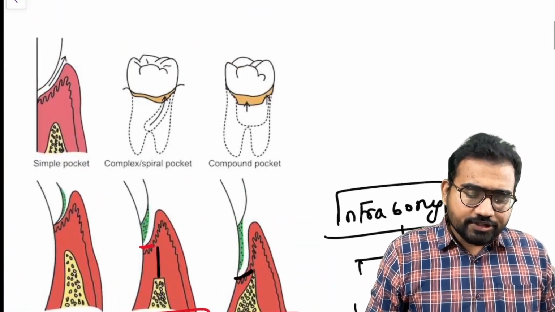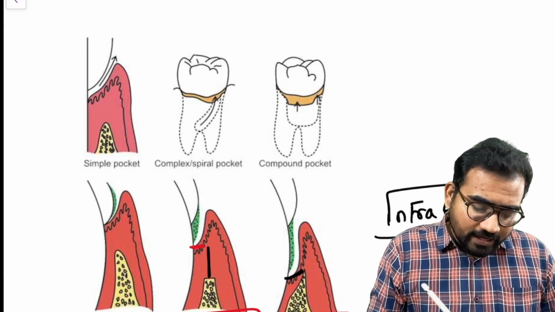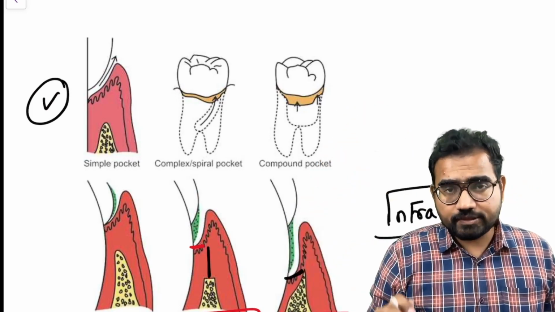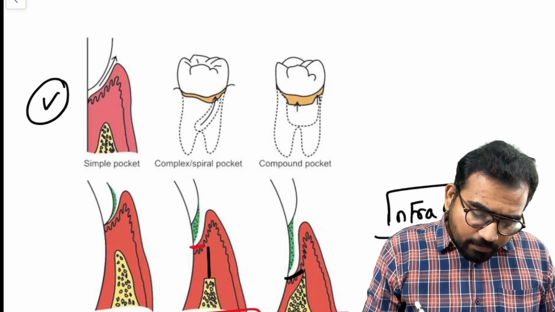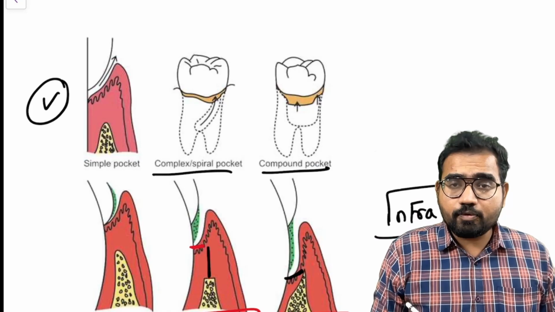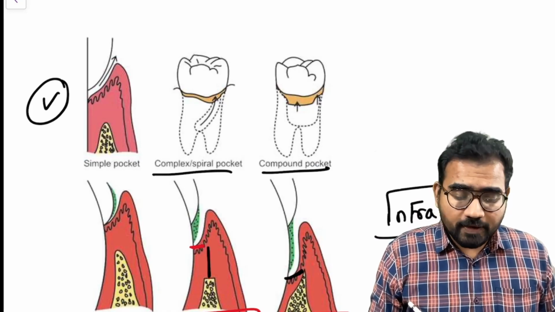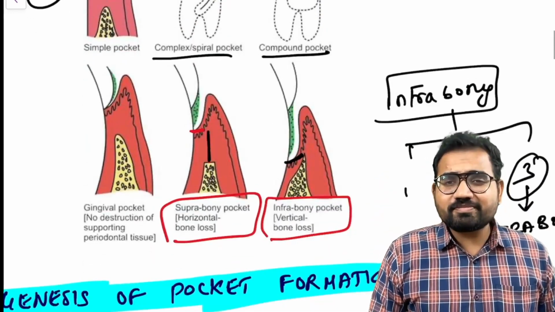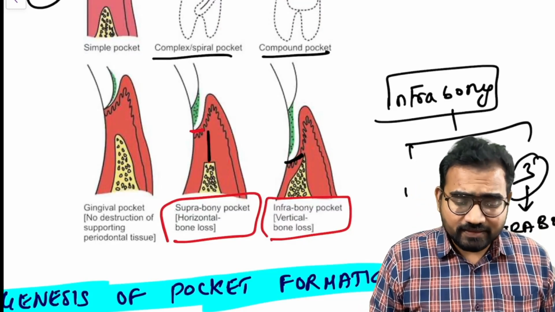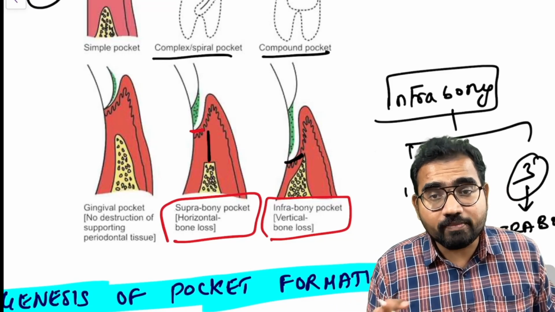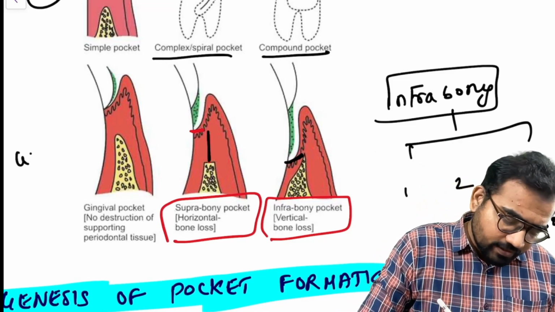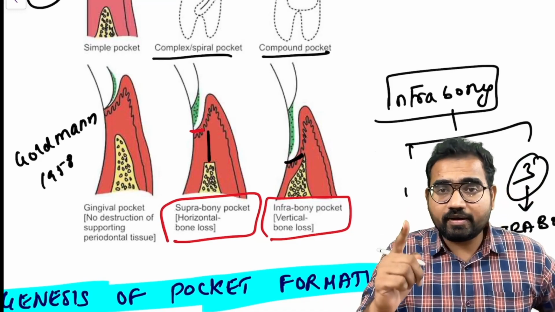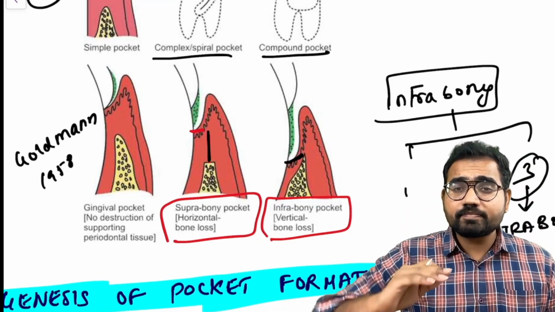Now, in relation to the surfaces involved, it can be a simple pocket, where there is a pocket in only one direction. It can be compound, meaning more than two surfaces, or it can be spiral, meaning it twists and turns around the tooth. This is a very basic classification. The classification of the bone defects was given by Goldman in 1958. Infra is a broad term, intra is a three-wall defect.